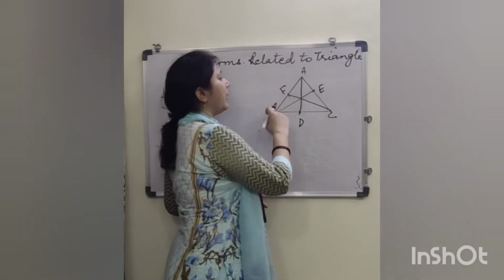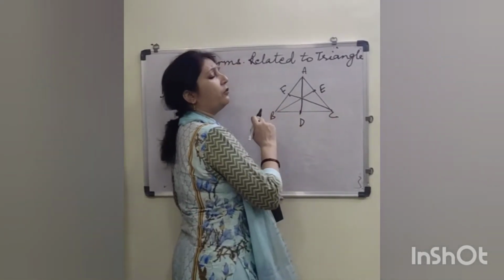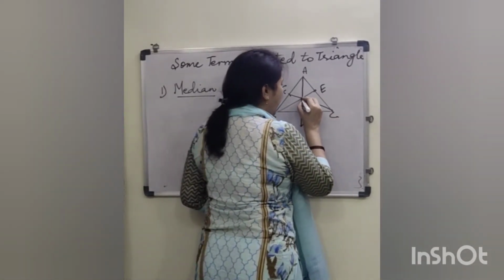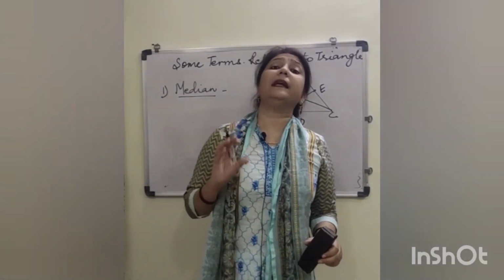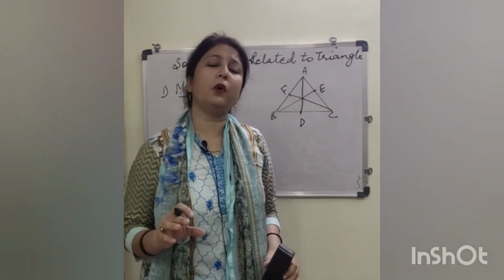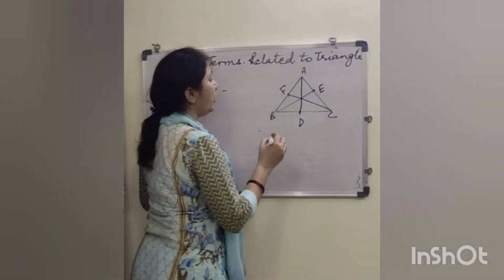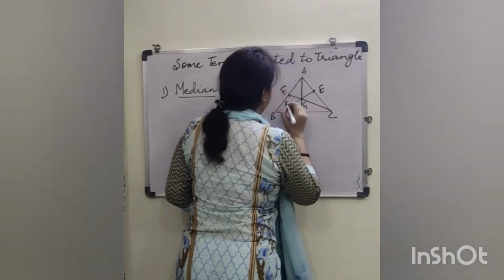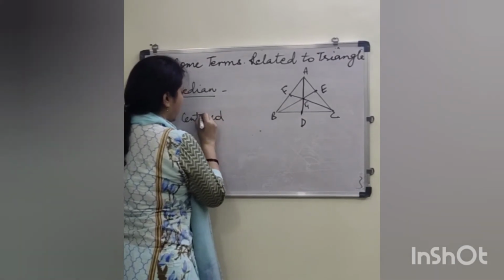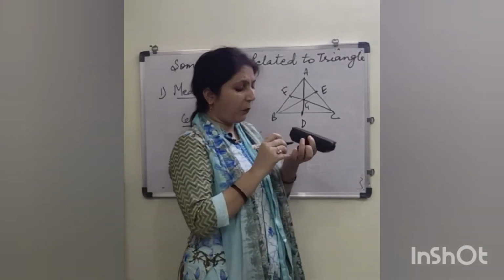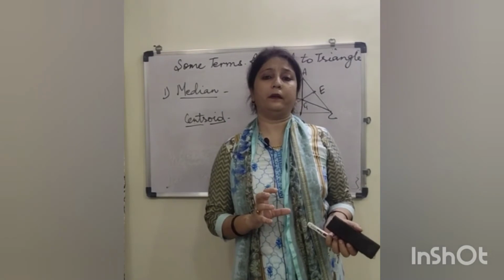So in a triangle there are three medians. You have seen AD, BE and CF are three medians. They all pass through the same point. That means they are concurrent. Concurrent lines are the lines which pass through the same point. So as all three medians are passing through the same point, they are concurrent, and their point of concurrence is known as G, centroid. The point of concurrence, meaning the point of intersection of all three medians, is known as centroid.